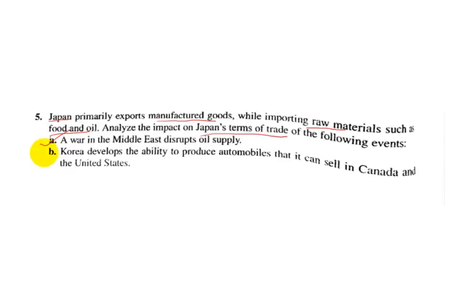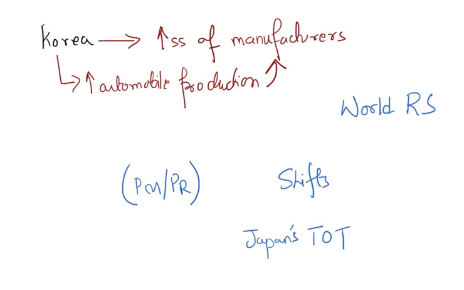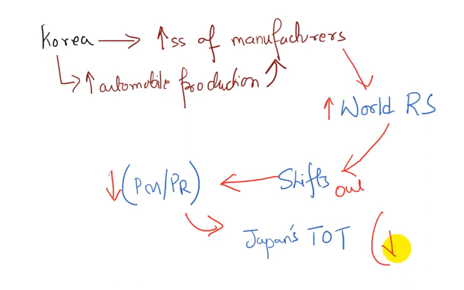Now in the second case, Korea develops the ability to produce automobiles that it can sell in Canada and the United States. That is, the increased automobile production increases the supply of manufactures, which increases the world relative supply, and this results in the world relative supply curve shifting outwards. In turn it causes the world relative price of manufactured goods to decrease, and thus Japan's TOT deteriorates.